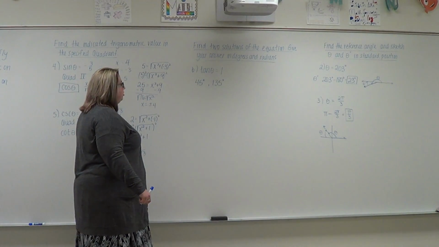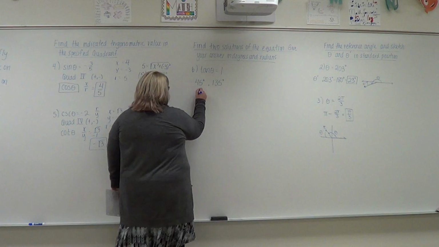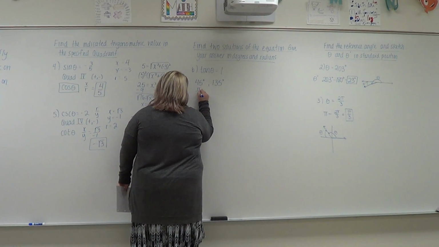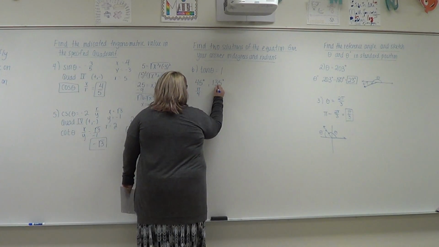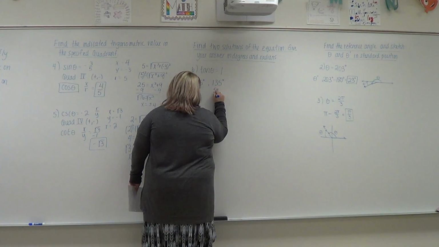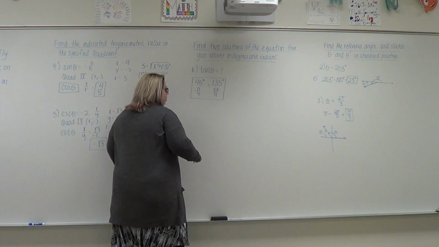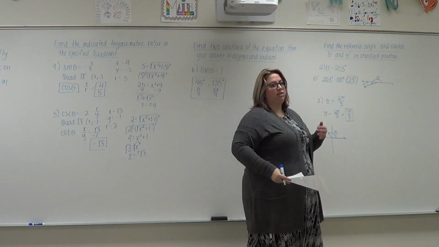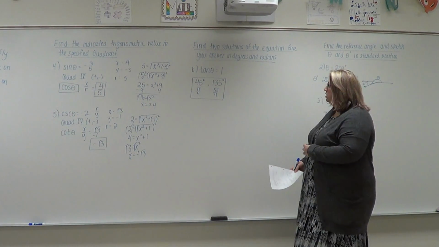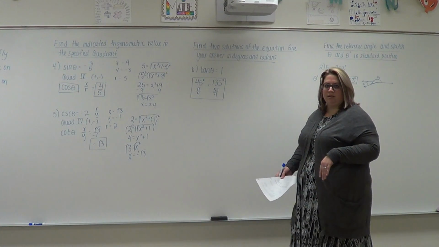When you divide 2 negatives, it makes a positive. So those are your 2 answers, and you also want to have those in radians. So this would be pi over 4, and this would be 5 pi over 4. And then those will be your answers. Okay, so your sine and cosine are easy because they're x and y. Tangent, that's when you take y divided by x.